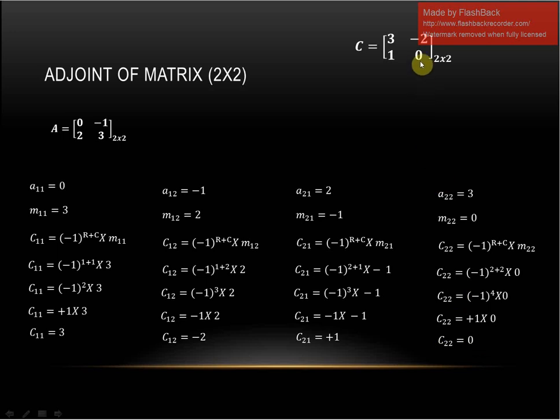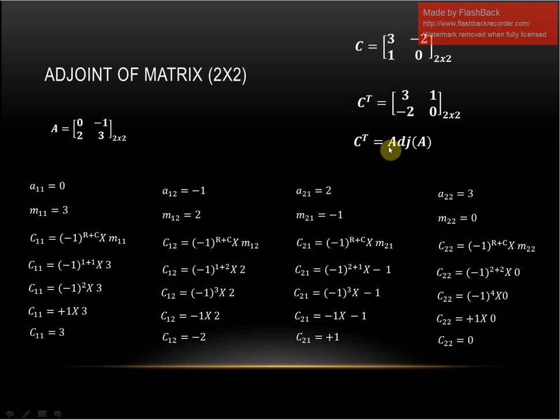So in the next step, you will identify the transpose of this matrix, and you already know how to perform the transpose of a matrix. 3 and minus 2 will become the column and 1 and 0 will become the column. You will write like this, okay? So the transpose of the cofactor matrix is equal to the adjoint of the matrix.